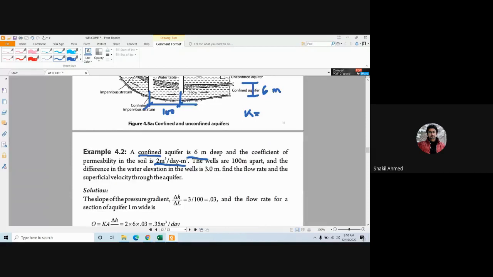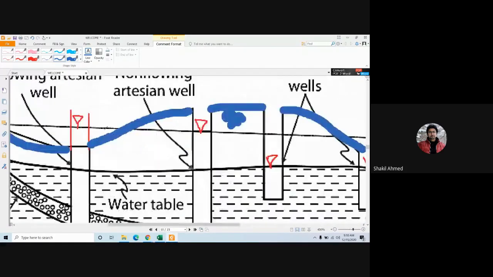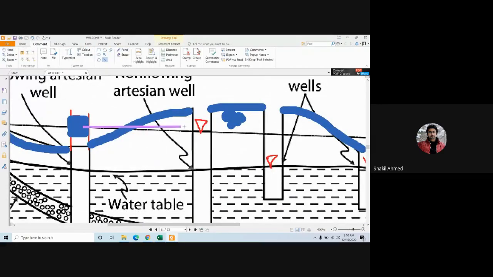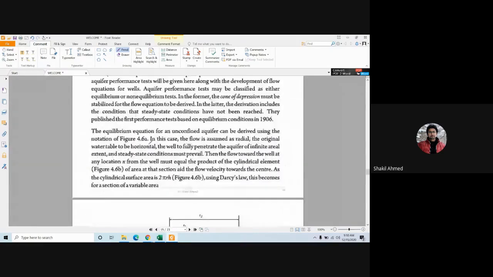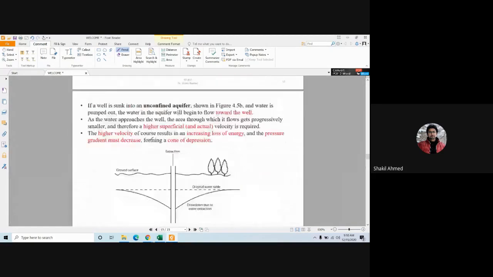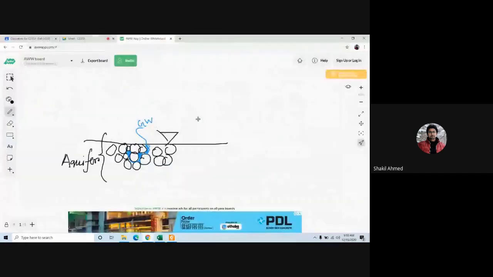The difference in the water level elevation in the wells is 3 meter. That means this is the difference, delta H. I think it would be better to draw this. If you don't have the figure, then I can draw it, no problem.